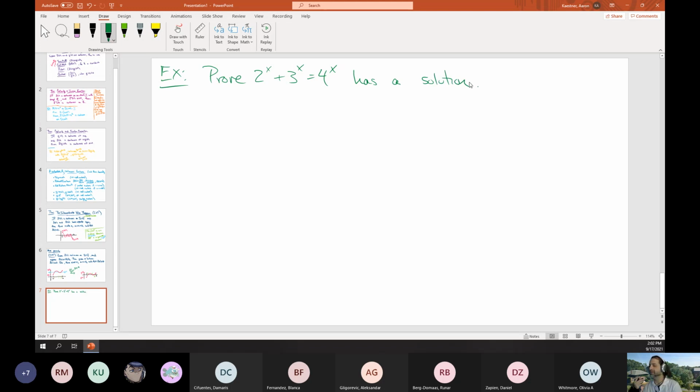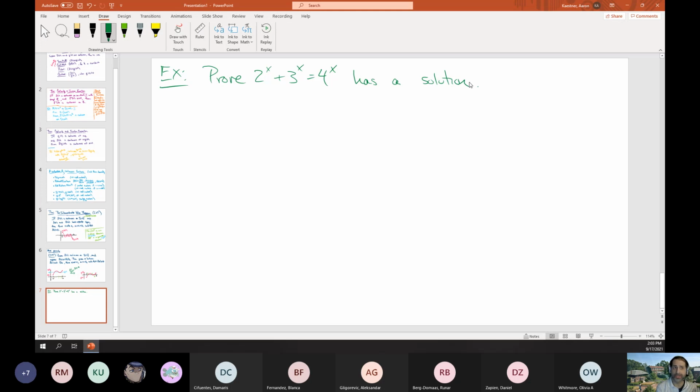Okay. And our example here asks us to prove that 2 to the x plus 3 to the x equals 4 to the x has a solution. Now, that's not a function, right? I've written down a mathematical expression or a mathematical equation, but it's not a function. So the first thing I need to do is write or find a function that I can apply the intermediate value theorem to.